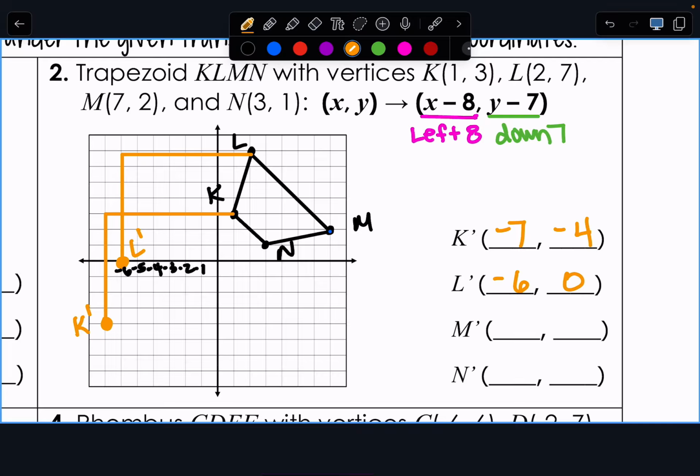All right, let's do M. 1, 2, 3, 4, 5, 6, 7, 8. And then down 1, 2, 3, 4, 5, 6. When we get there, what's that coordinate? X first and then Y. Is it -1, negative what? -5? Yep, -1, -5.